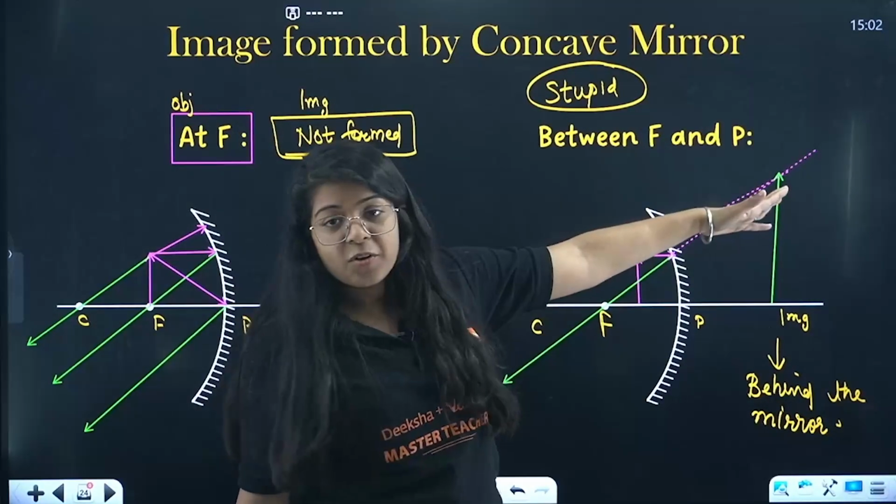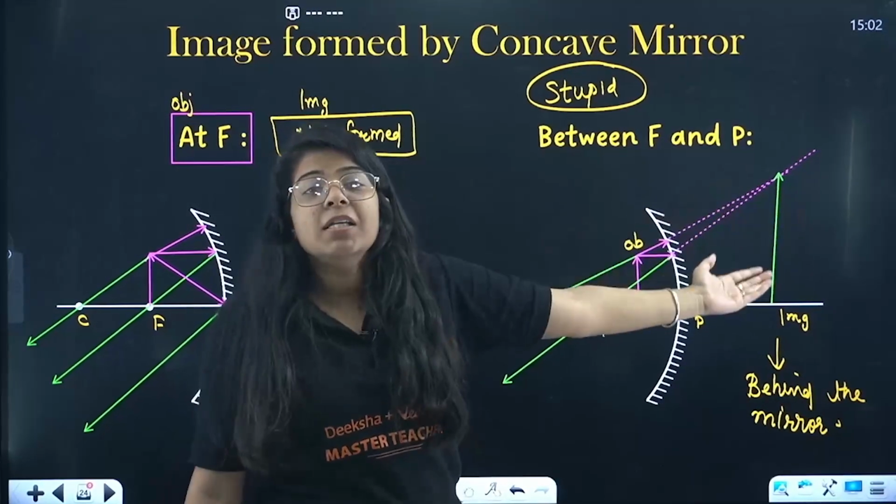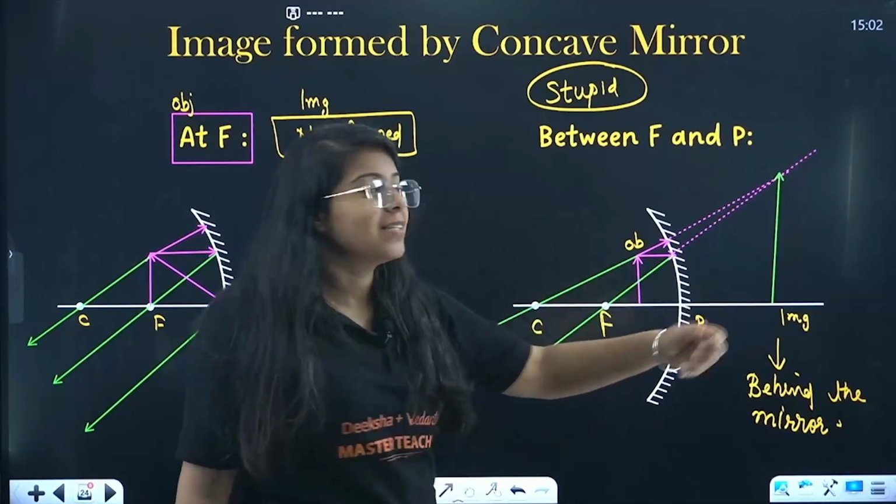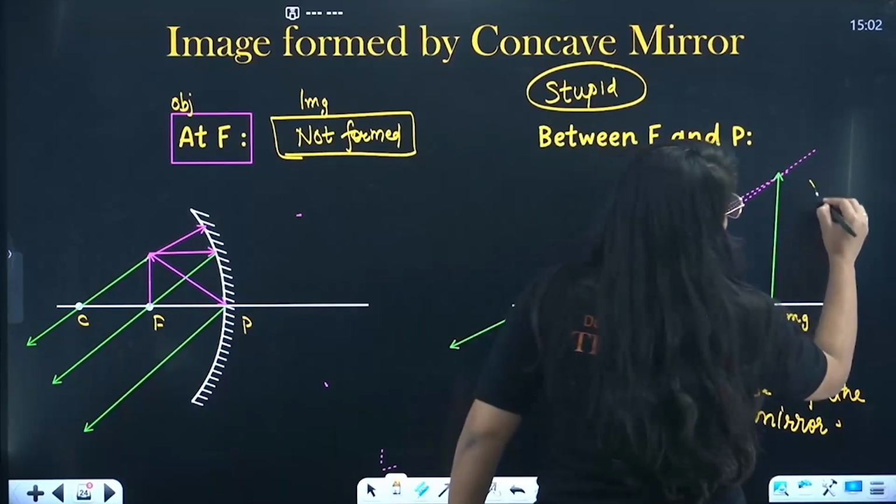And now you tell me, are the real rays forming the image? No, they are not. What are these? This is a virtual word. So what are these? These are virtual rays. The image will be virtual.